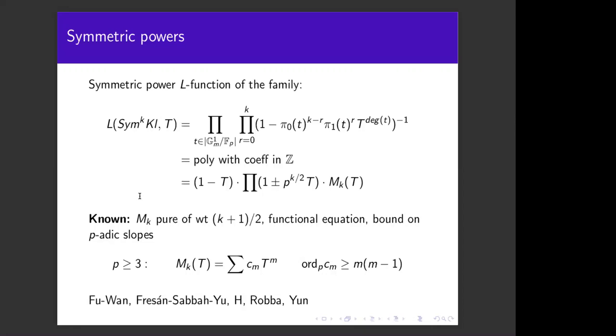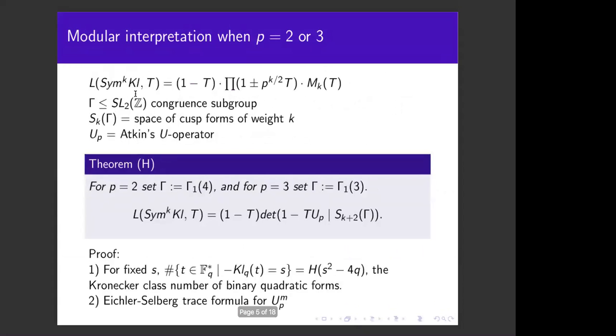All right, so this is again trying to understand the variation as a variation in t. What I want to mention is the start of something: I want to give a modular interpretation in the case when the prime p is equal to 2 or 3. So this is a specialized case when the prime p is equal to 2 or 3. We'll talk about that a little bit more.